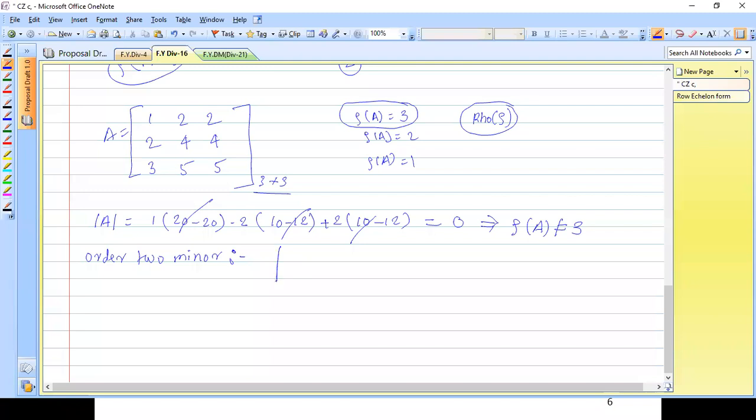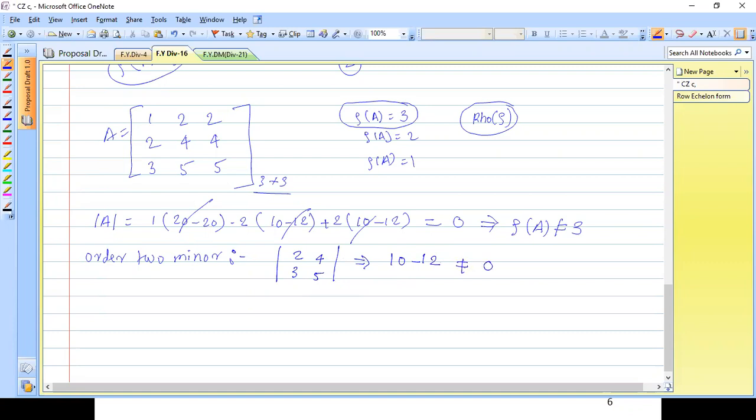Okay. So determinant of what? 2, 2, 4, 4, 3, 5, 3, 5. If you find out its determinant, it is -2. Minus 5 to the 10, 10 minus 12, which is certainly not equal to 0.